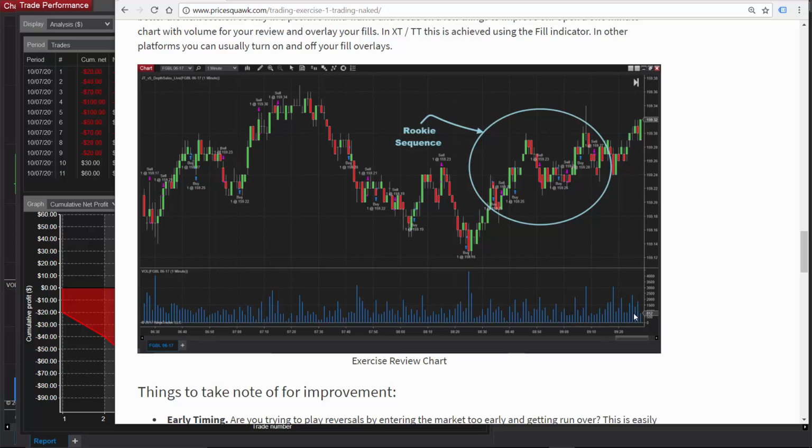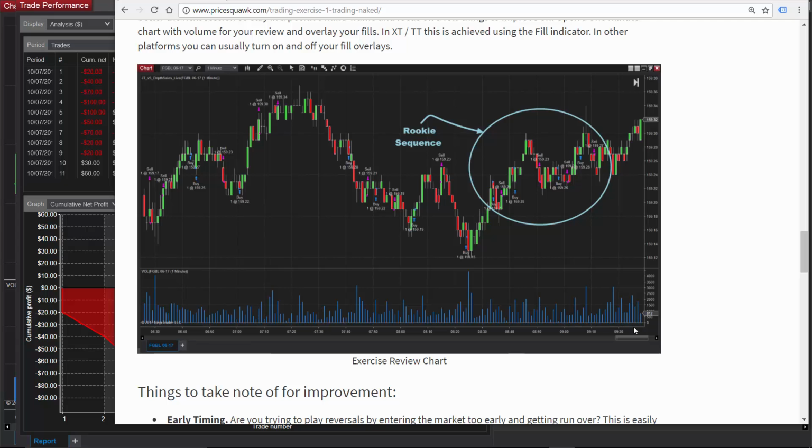Okay, so in the review process, we encourage you to bring up a 1-minute chart with volume and your trades overlaid. This gives you a bigger picture perspective after the trading session of where you were working orders and getting fills with respect to volume and the price action.